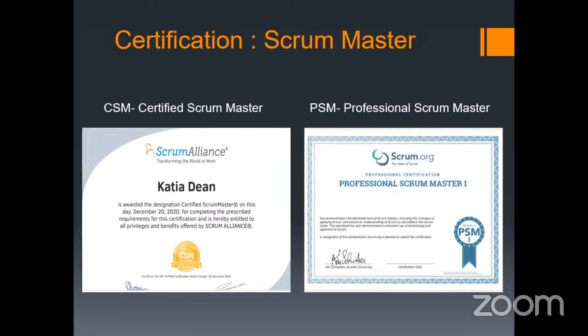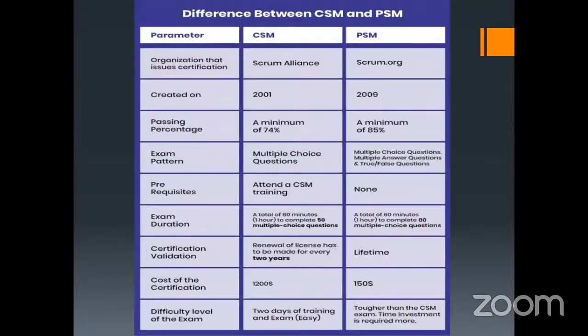Now I have given a comparison of these certifications as well. Here, the organization giving you the certification: Scrum Alliance was created in 2001, while Scrum.org's PSM in 2009. What is the passing percentage? For CSM, the passing percentage is 75, whereas for PSM it is 85. The exam pattern is multiple choice questions. CSM is comparatively easy, while PSM is comparatively difficult.